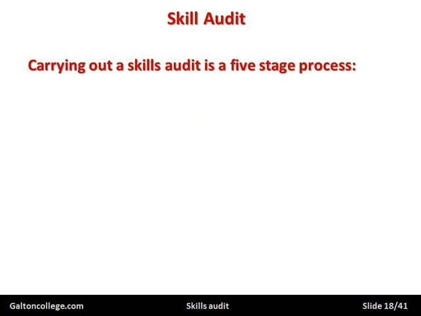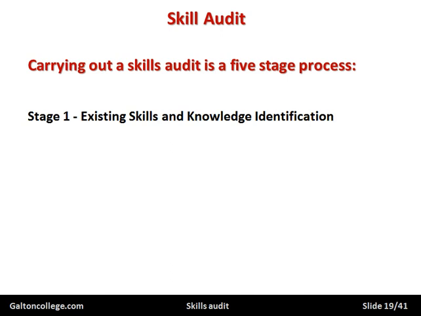Now, carrying out a skill audit is a 5-stage process. At least we've picked 5 stages in this class. Most textbooks tend to go with a 5-stage process, but you will find some that vary this. But I think we will stick with the more traditional, the more orthodox way of doing it. So the first stage is existing skills and knowledge identification. Check what are the existing skills and knowledge.